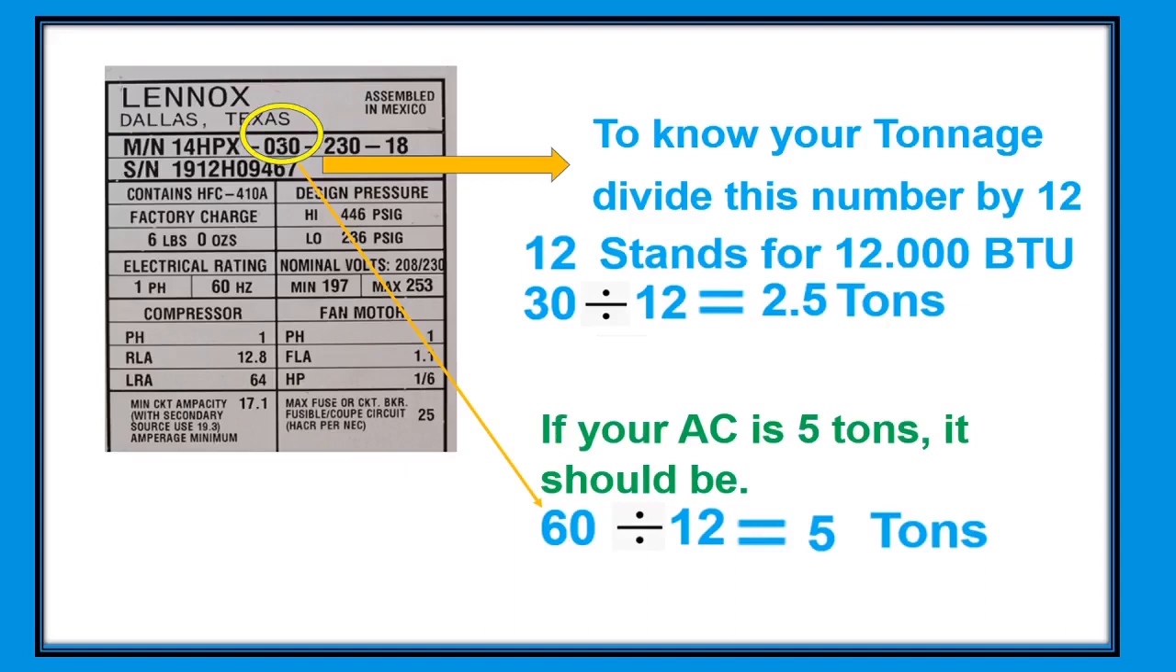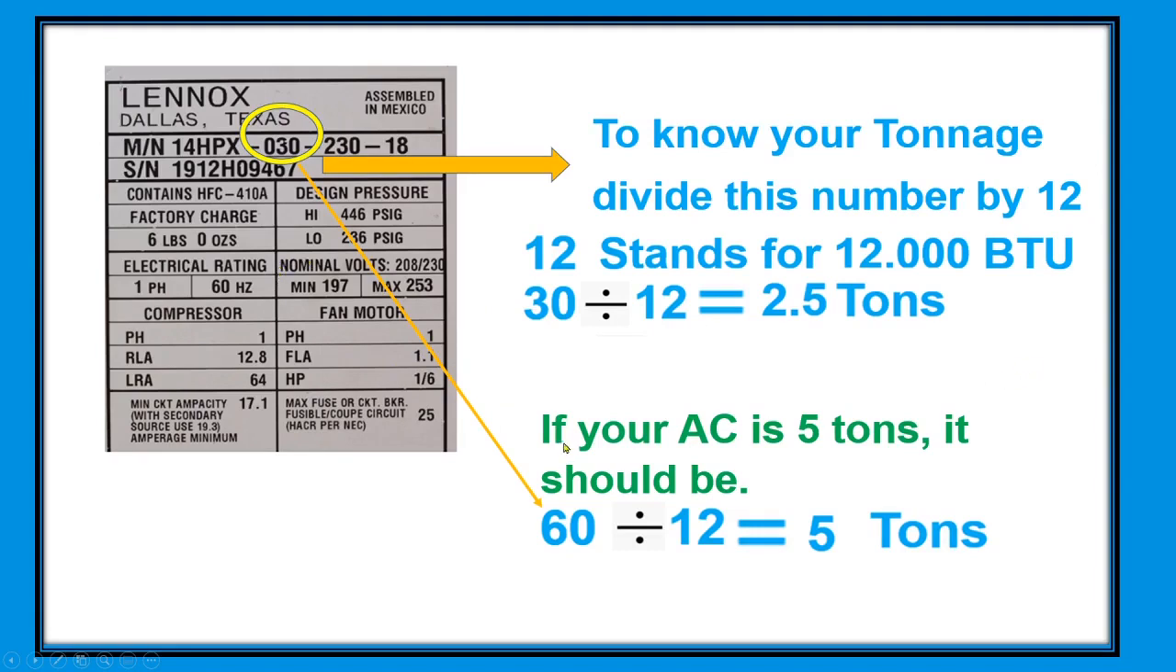Here in this example, we have an example of Lennox air conditioning. To know your tonnage, divide this number by 12. 12 stands for 12,000 BTU. So 30 divided by 12 equals 2.5 tons. So this nameplate is 2.5 tons.